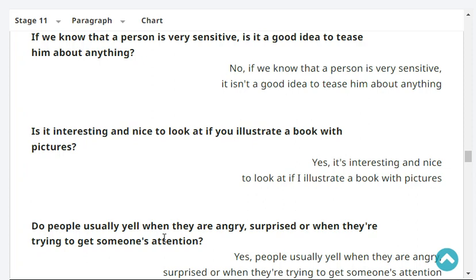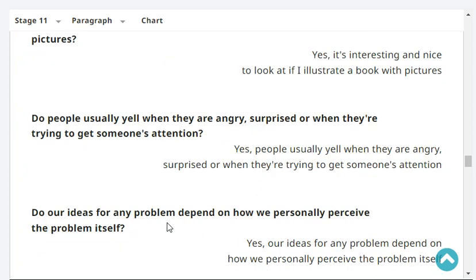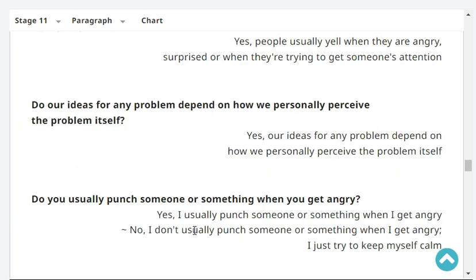Do people usually yell when they are angry, surprised, or when they're trying to get someone's attention? Yes, people usually yell when they are angry, surprised, or trying to get someone's attention. Greg, do our ideas for any problem depend on how we personally perceive the problem itself? Yes.